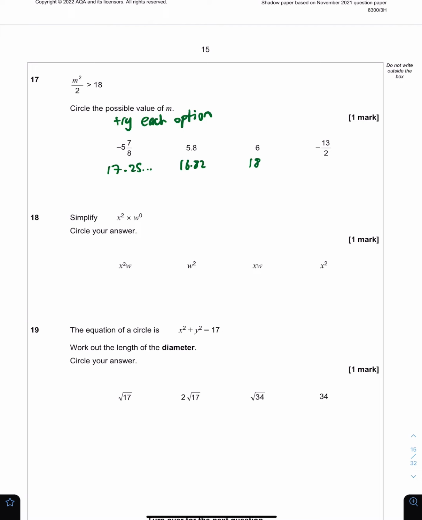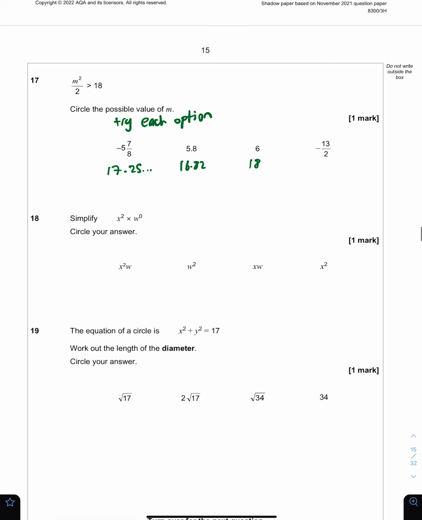in. Minus 6.5, or minus 13 over 2, squared over 2. And lo and behold, that gives us 21.125. And that is bigger than 18, so that's our answer that works. That's one way we can do it.